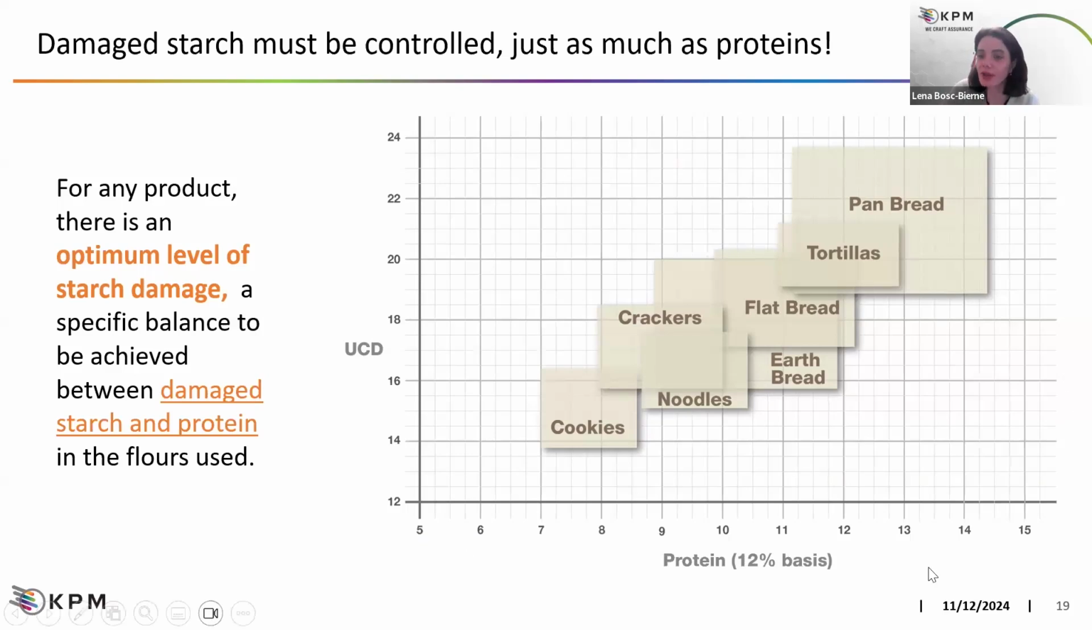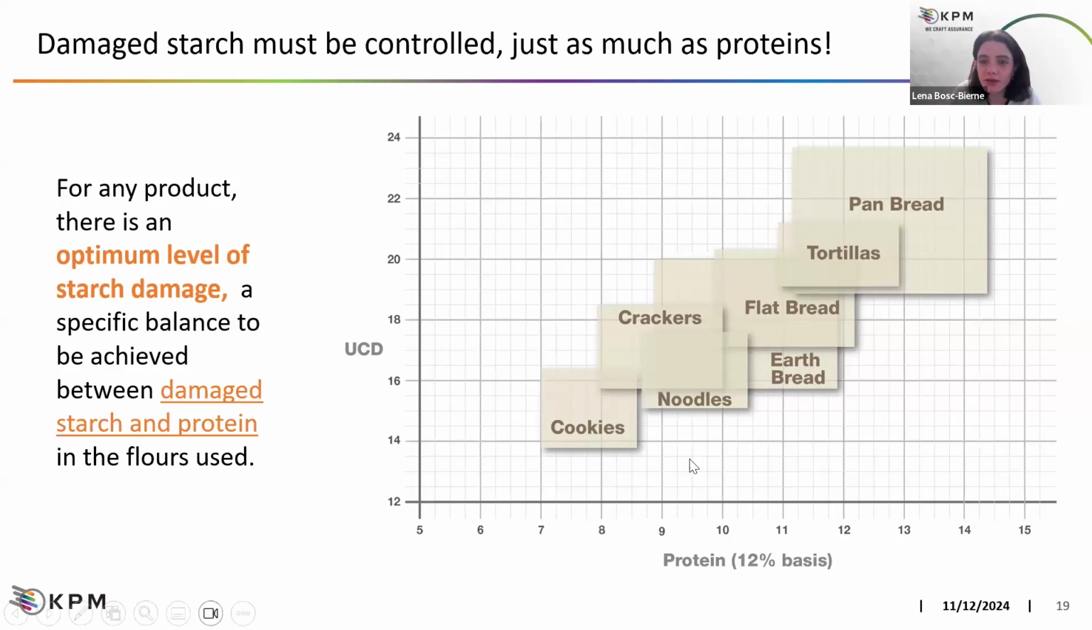If you have more protein, then you are able to support more water absorption from the damaged starch, because this water then will be collected by the protein, which will prevent stickiness. So the general common rule is that if you have more proteins, then you can handle more damaged starch, and that will increase your overall water absorption, which is good.